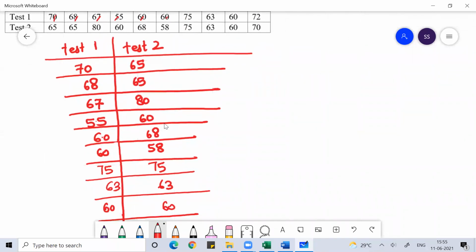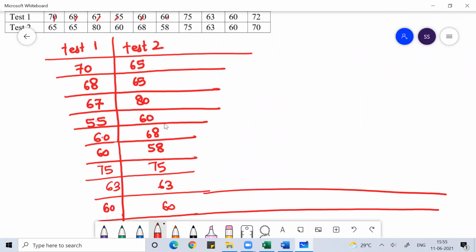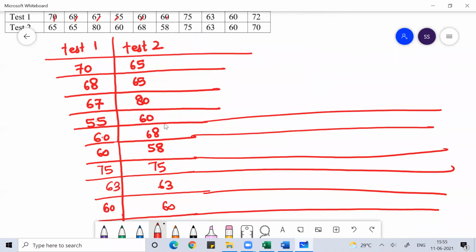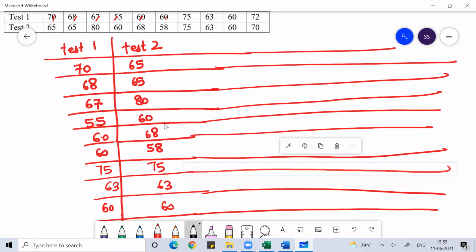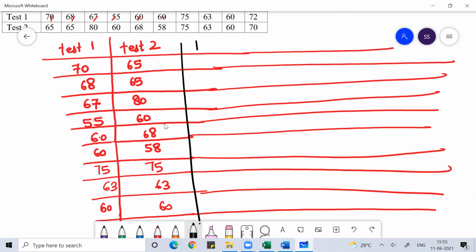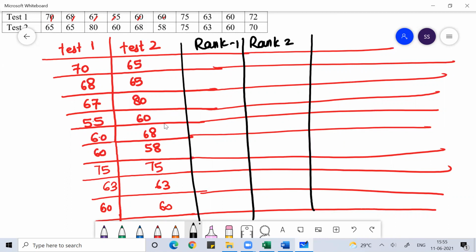How do you rank whenever there's a tie in ranking? First you will find rank 1, then rank 2. How will you do this? First, which is the largest? 75 I can see. Is there anything bigger than 75? No. So 75 is the largest.